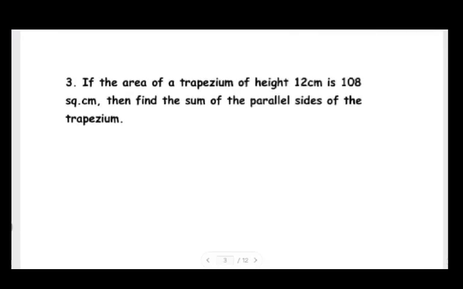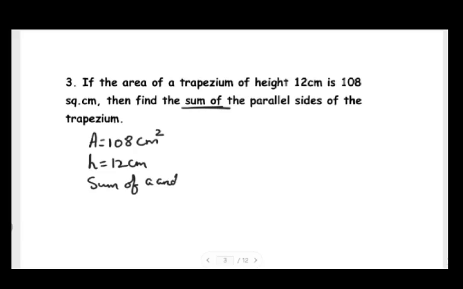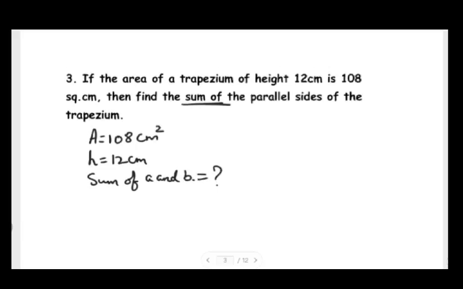If the area of a trapezium of height 12 centimeters is 108, then find the sum of parallel sides. So they straight away want the sum of the parallel sides. Alright, so they won't want A separate and B separate, they just want the total of A and B. So area is equal to 108 centimeter square, height is 12 centimeters, and what is required? Sum of A and B is equal to how much?